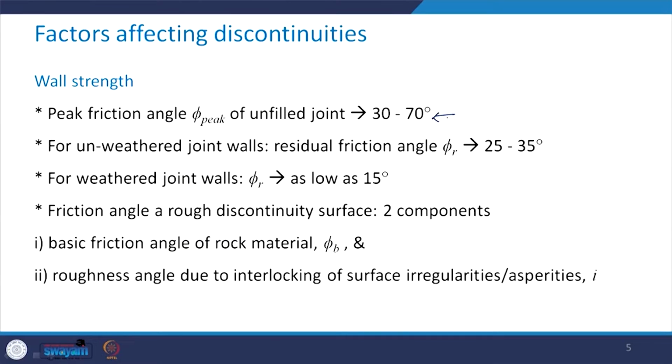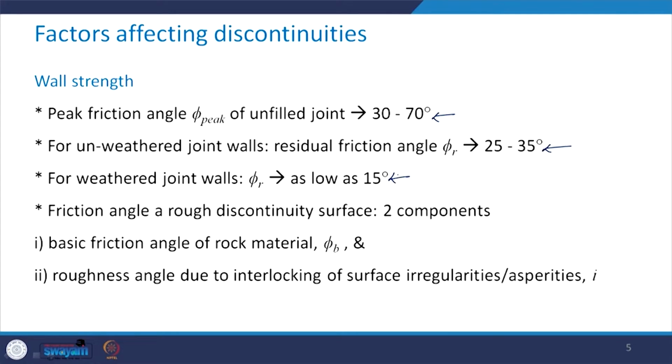Now, the peak friction angle of the unfilled joint is usually in the range of 30 to 70 degrees. For unweathered joint walls, it goes to the residual friction angle, which is in the range of 25 to 35 degrees. For weathered joint walls, this residual friction angle gets as low as 15 degrees.